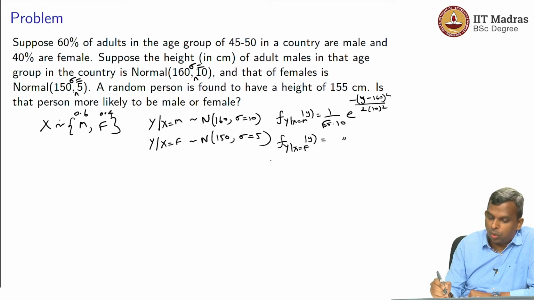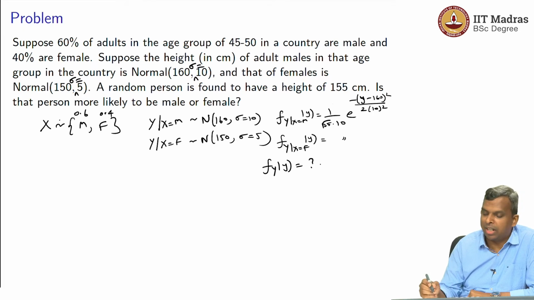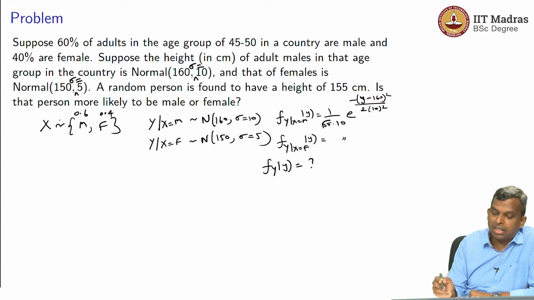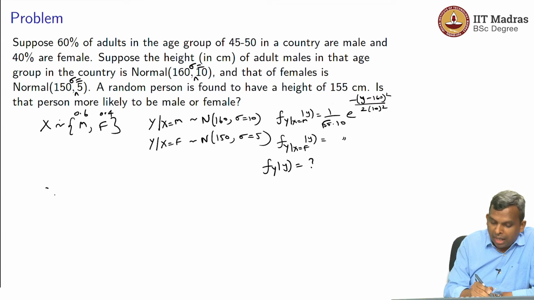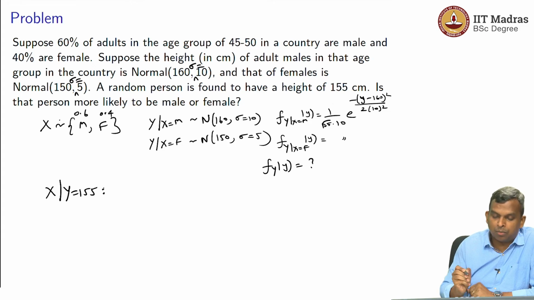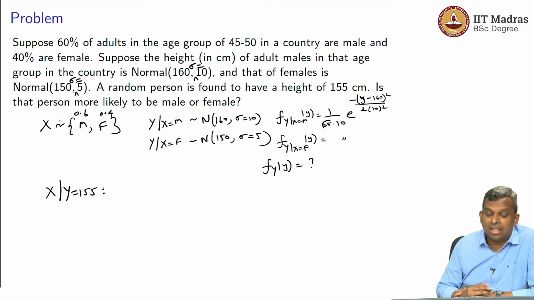One can also write down F of Y. I'll write it down below when I write the final answer. You can see how to write that, right? It's going to be 0.6 times the first density plus 0.4 times the second density. That's the density of Y. So the question is asking for X given Y equals 155. What is the distribution here? In particular, is that person more likely to be male or female?